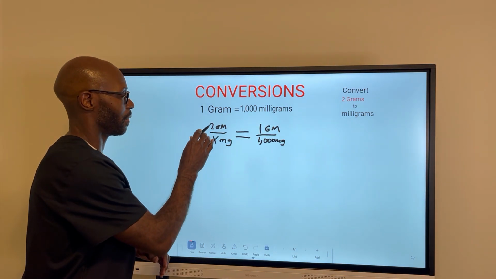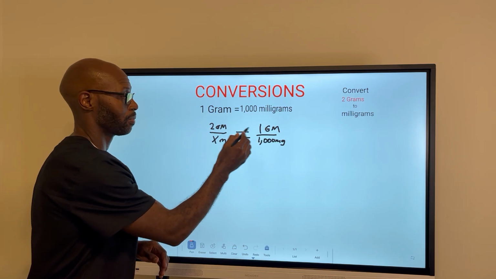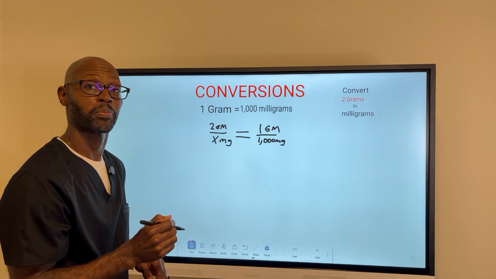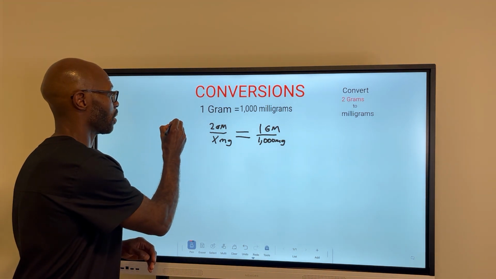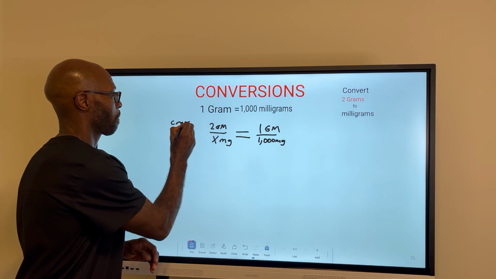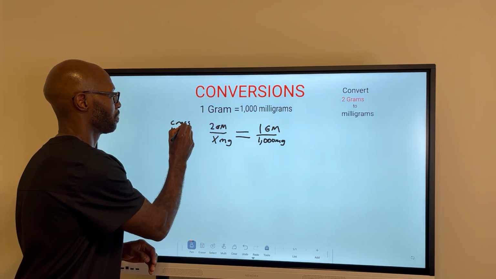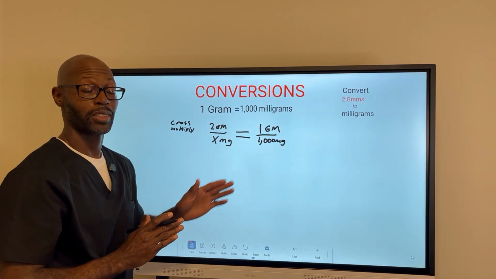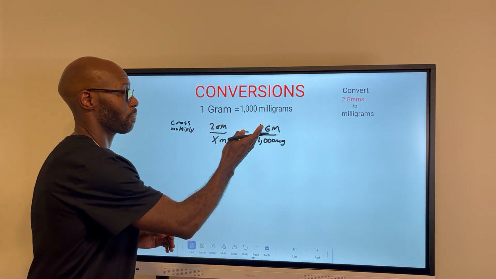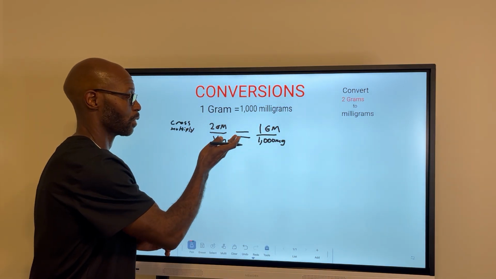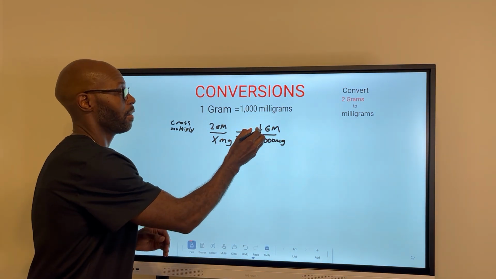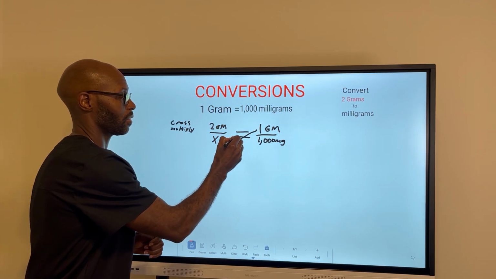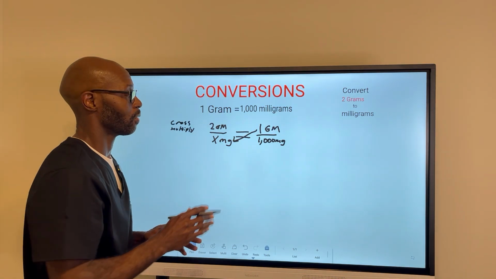At this point, we have the problem set up, with the grams on top and milligrams on the bottom. Now we're going to cross multiply. I'm going to write it on the side here: cross multiply. The easiest way to start is from the right side, so we cross multiply on this side. 1 gram, and I'm pointing an arrow. You can write that down too. Right now we're going to cross multiply.